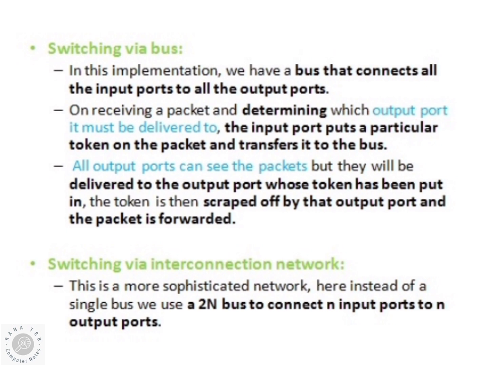Once it receives the packet, it determines which output port it must be delivered to. At that time, the input port attaches a particular token to that packet and transfers it on the bus. All the output ports can see the packets, but it will be delivered to the output port whose token has been put in. Then this token is removed at the output port and the packet is forwarded.